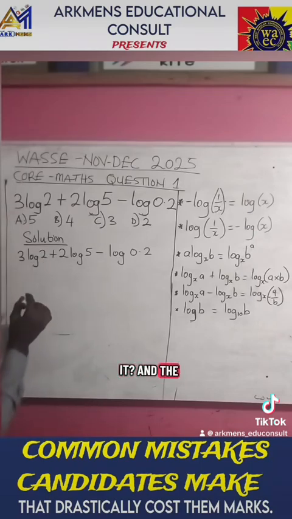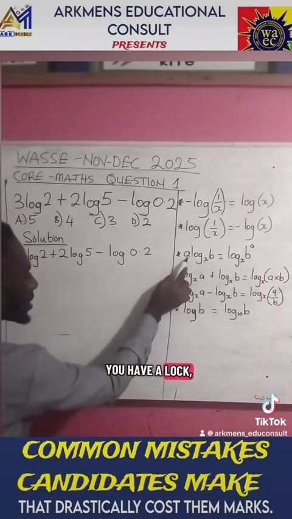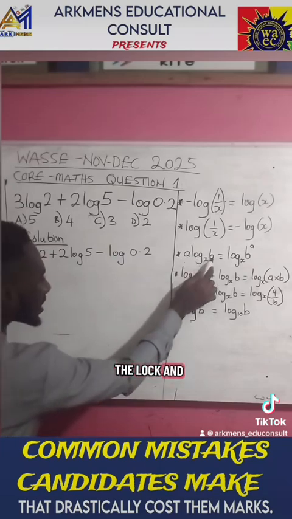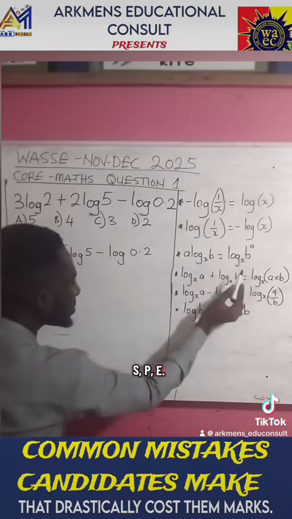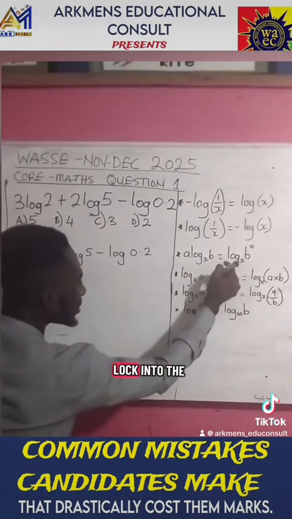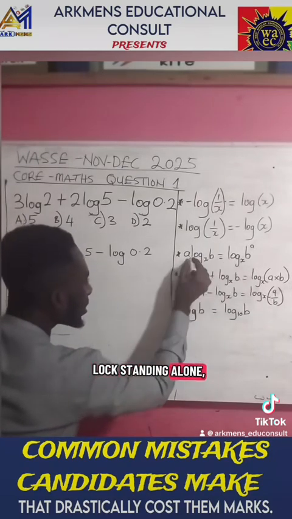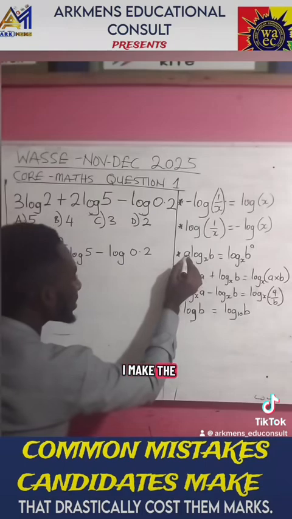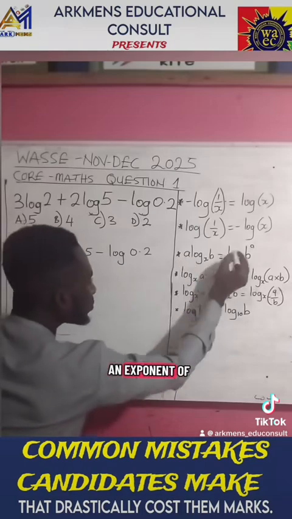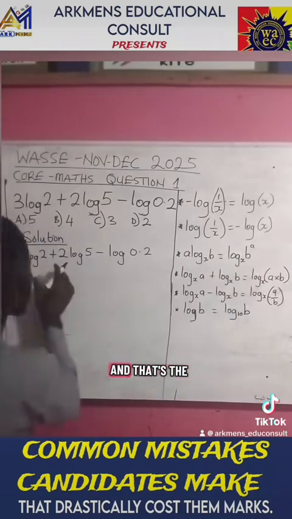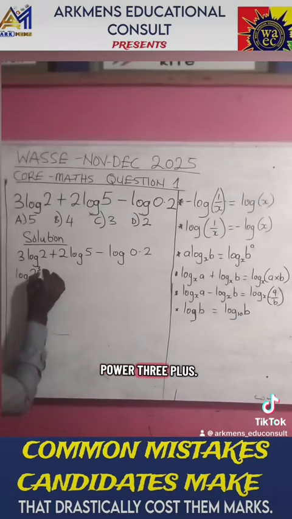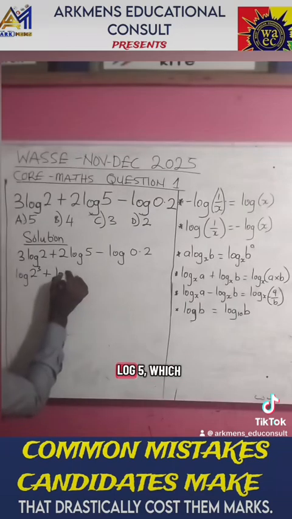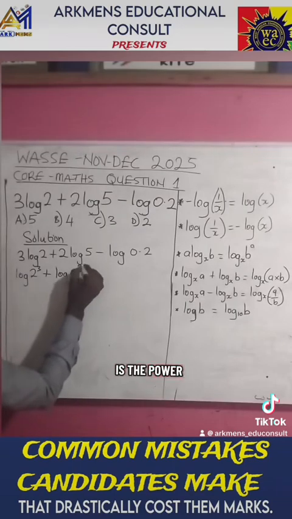Are you getting it? The rule says that whenever you have a log and a number attached to it, it can be written as log of b raised to the power e. Meaning, to rewrite this log standing alone, I make the number attached to the log an exponent of b. That's the procedure. So this becomes log 2 raised to the power 3 plus log 5 raised to the power 2. Right?